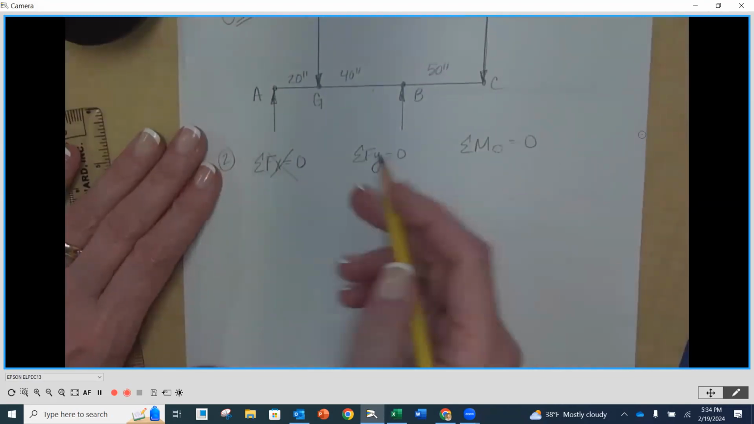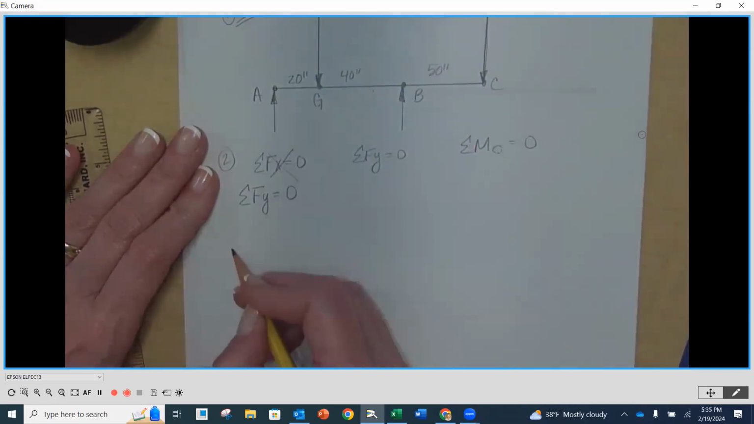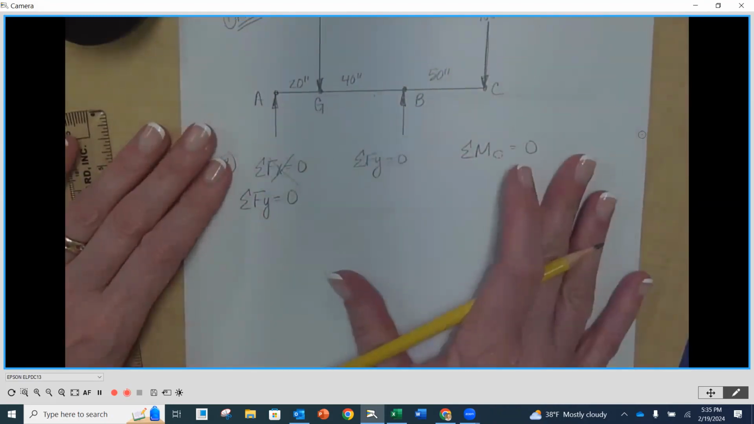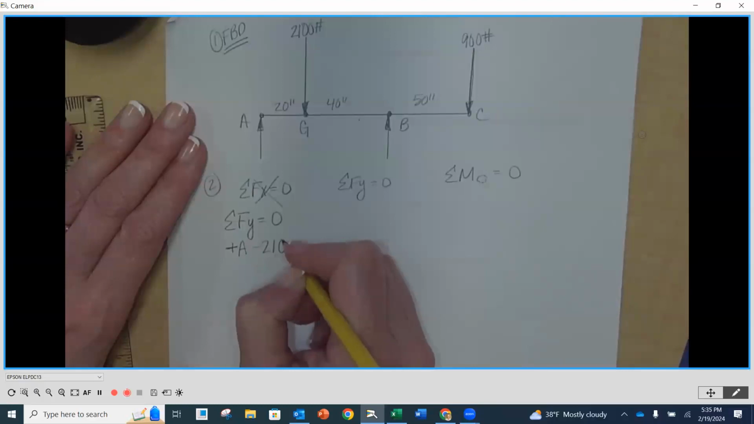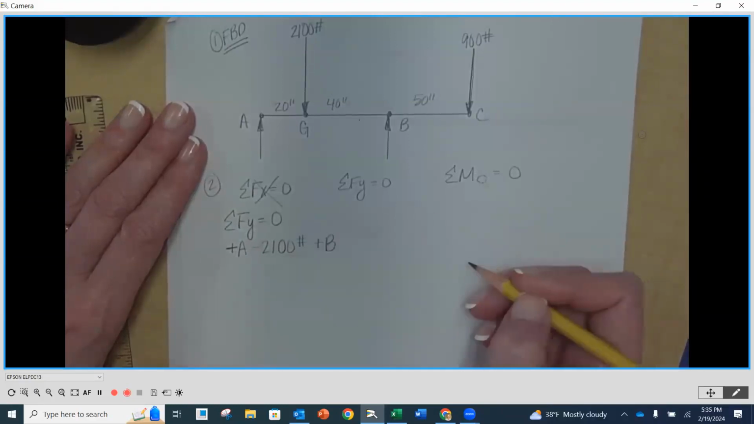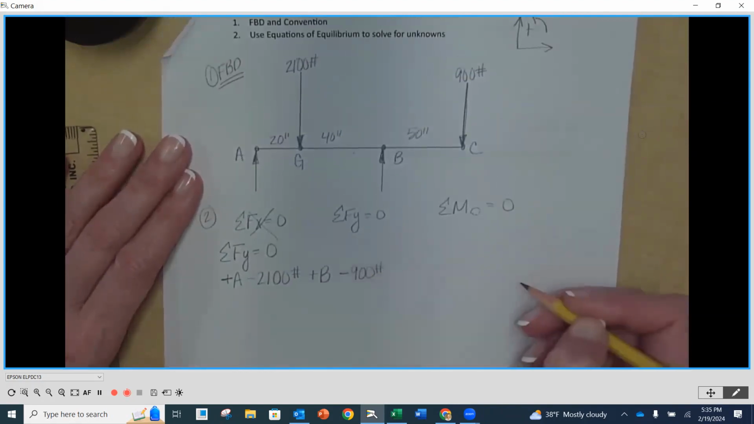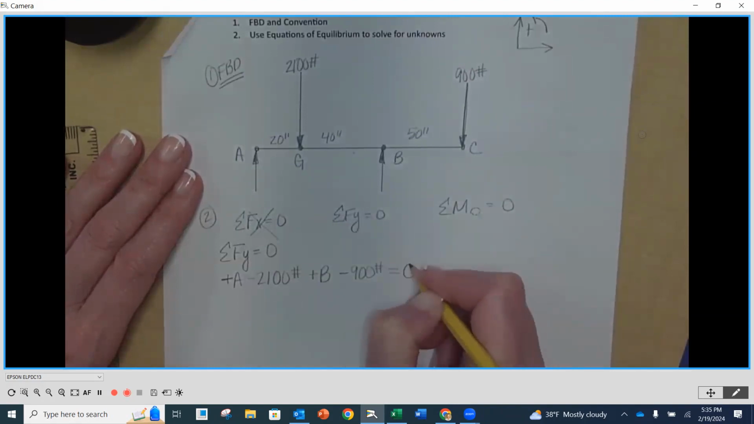So as I look here, I'm going to set this up. Sum of the forces in the y equals 0. My left-hand side of my equation is going to be exactly that, summing my forces, looking at my diagram and identifying positives and negatives. So as we look, going left to right, I've got a positive A, minus 2,100 pounds, it's going down. I've got a positive B going up, and I've got a minus 900 pounds going down. As I look, that exhausts all of the forces that are along my beam. So now I'm going to set this equal to 0.